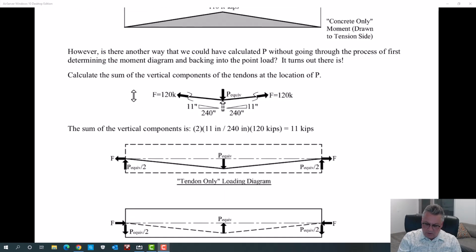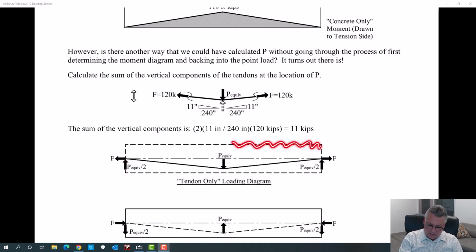So that component of 11 kips, if we look at the tendon, which is what we just did, that equivalent point load is going down. The force that we applied in the tendons is going horizontally, and there must be a vertical component also holding this in place. I mean, think about pulling on this. If we're pulling on this, this wants to go down, and it's being held in place. So that's the way I like to think about this.